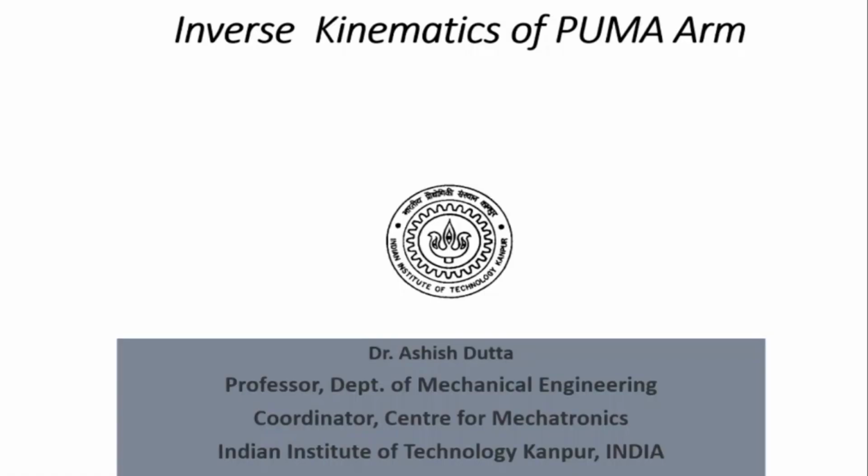In the last class we looked at inverse kinematics of a 3 degree of freedom planar arm. Then we looked at the inverse kinematics of the SCARA robot, and today we'll move on to inverse kinematics of the 6 degree of freedom PUMA robot. So today we talk about the inverse kinematics of the PUMA arm.